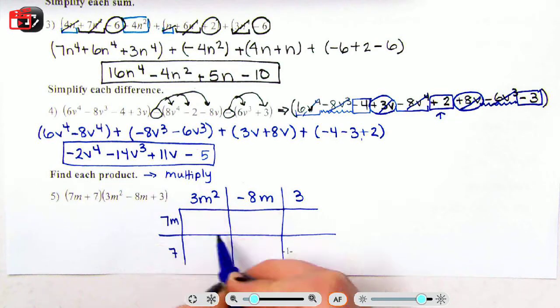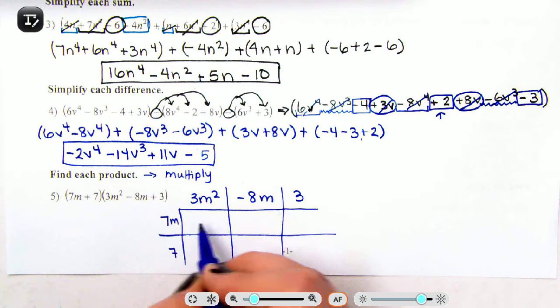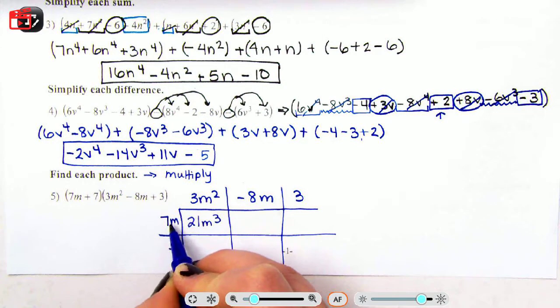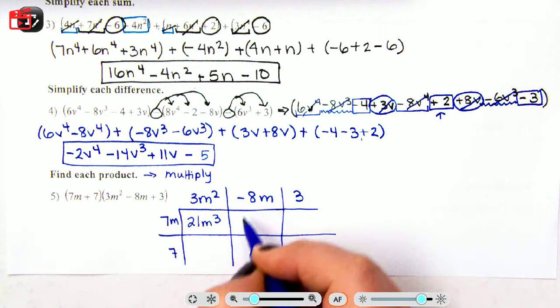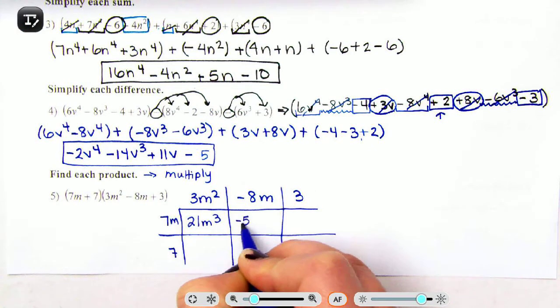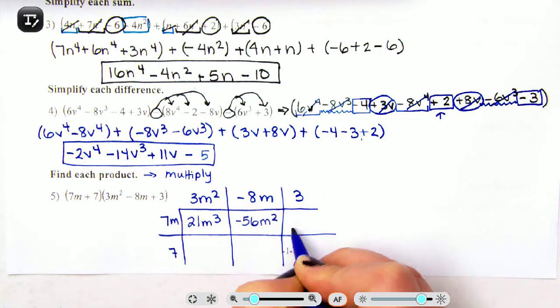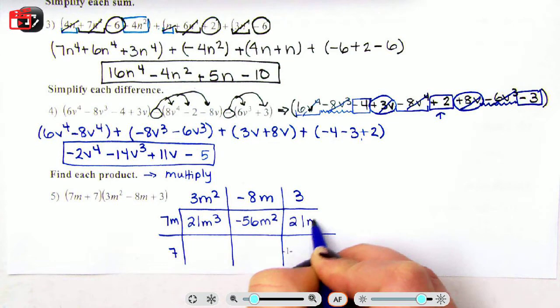7 times 3, we're again multiplying. 7 times 3 is 21. M times m squared is m cubed. 7 times 8. And as of right now, I will be honest, I have no idea what that is. So I'm going to whip out that calculator. So 7 times 8 is 56, but we have a negative, so -56m squared.